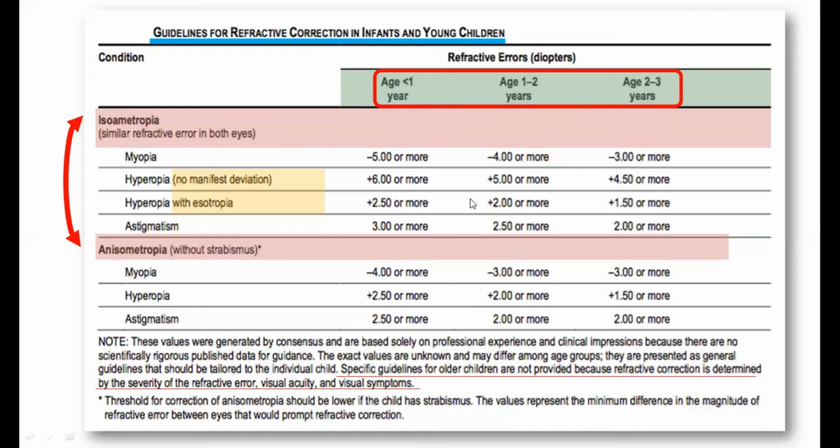So as you see here, as the child gets older, the threshold numbers are decreasing. And that's why I drew this graph for you. Suppose this is the age, so this is the x-axis. As the child gets older, the threshold for prescribing spectacles, or the number, is decreasing.